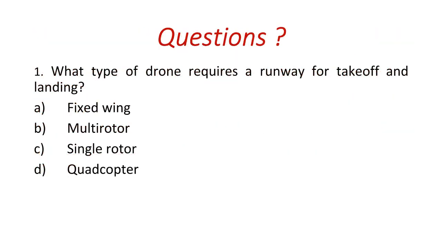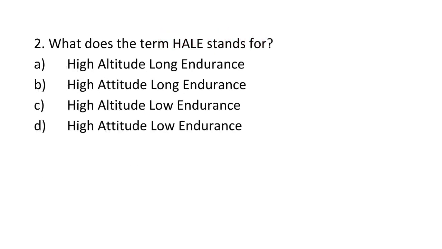Questions. 1. What type of drone requires a runway for takeoff and landing? A. Fixed wing. B. Multirotor. C. Single rotor. D. Quadcopter. 2. What does the term HALE stand for? A. High altitude long endurance. B. High attitude long endurance. C. High altitude low endurance. D. High attitude low endurance.